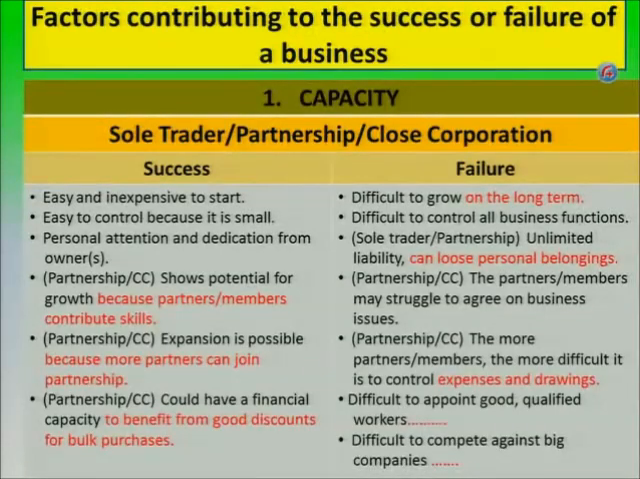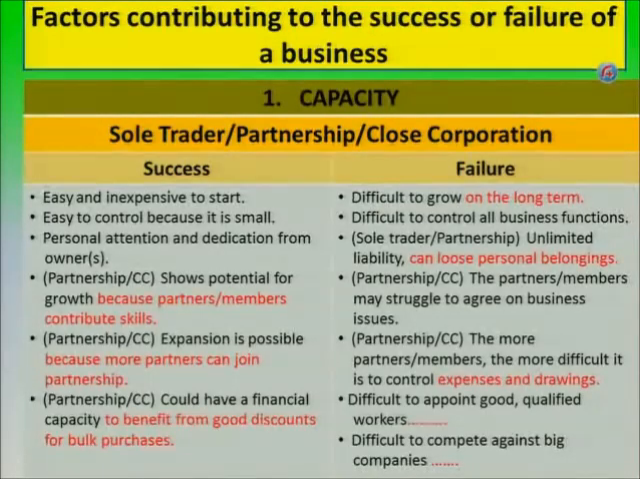Secondly, the second success factor is that it's easy to control because it is very, very small. Personal attention and dedication from the owner. In other words, in business terms, in these 3 forms of ownership, we talk about the fact that the owner knows business, the know-how. And partnerships, closed corporations, show potential for growth because the partners, the members in the case of a closed corporation, not only contribute their money, but also they can contribute their skills.